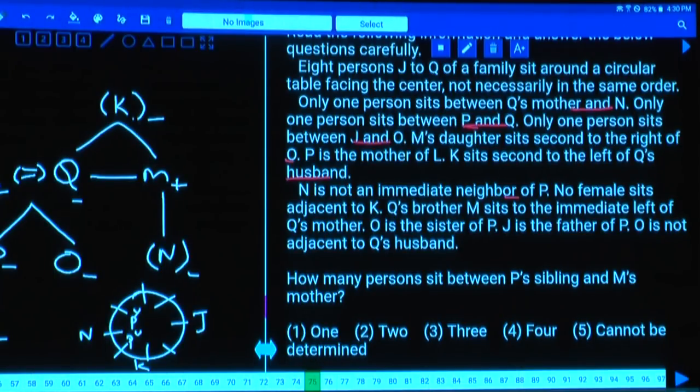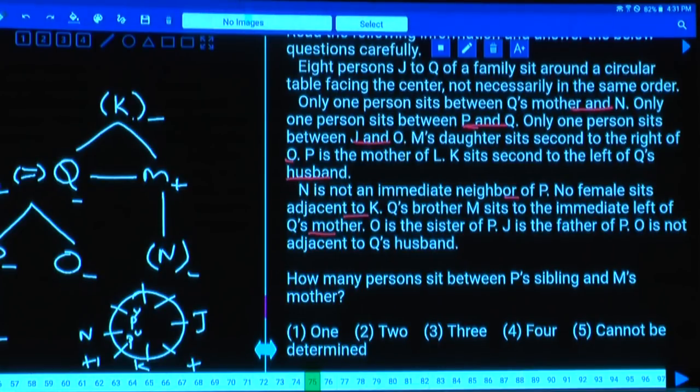As no female sits adjacent to K, these 2 persons must be males. Q's brother M sits to the immediate left of Q's mother. Who is Q's mother? K. And this M sits to the immediate left of K's mother.